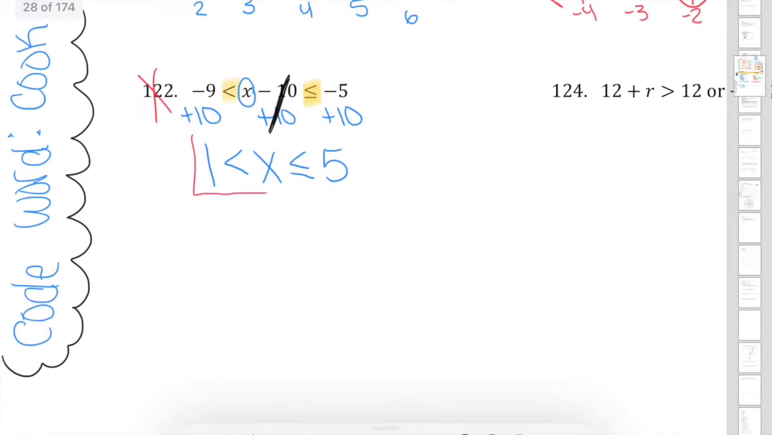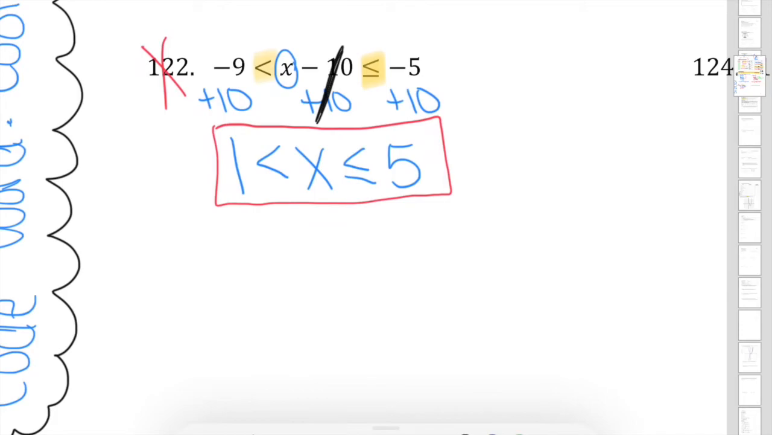X is by itself. When x is by itself, you have your final answer. So this is actually your answer. Take a second to read that from left to right. It's 1 is less than x is less than or equal to 5. It's giving you 2 different things about x.